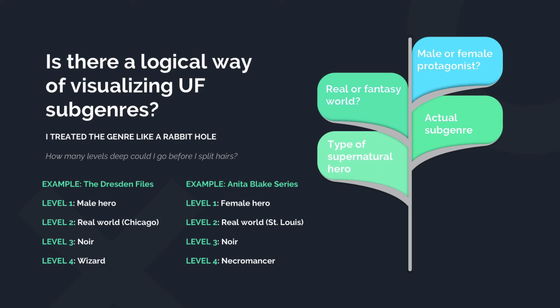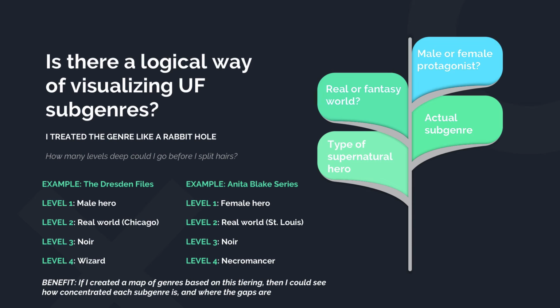And then ultimately, though, the reason that they're different is that Dresden is a wizard and Anita Blake is a necromancer or a vampire hunter. So why is this important? Why do I care? Because the benefit for me is if I created a map of genres based on this tiering, then I could see how concentrated each subgenre is and where the gaps are.